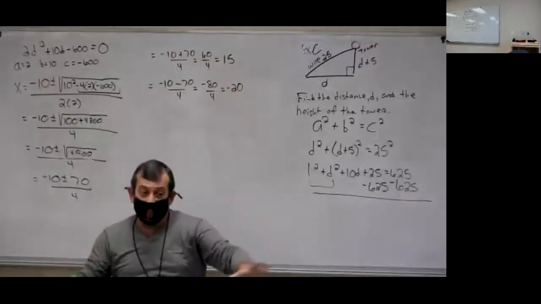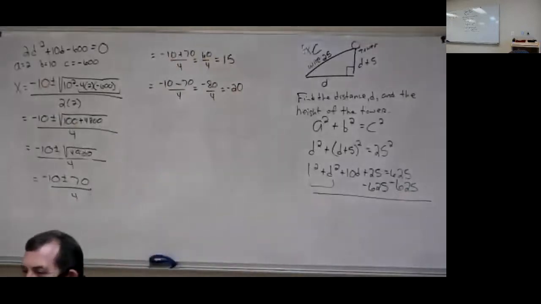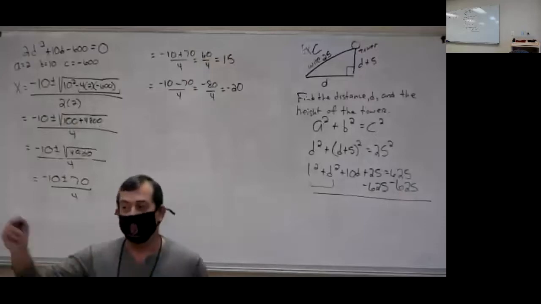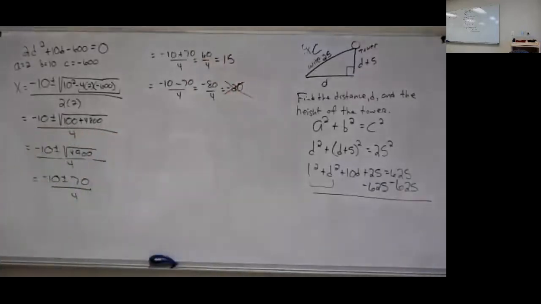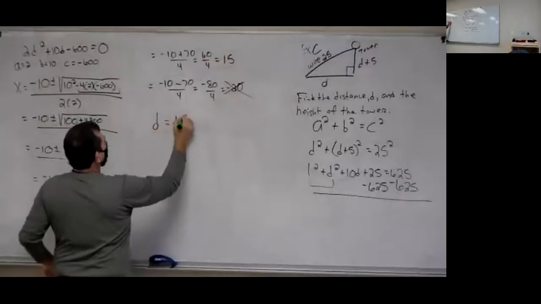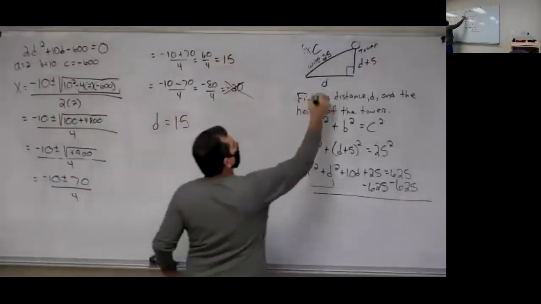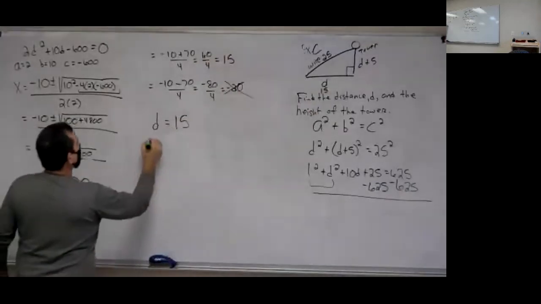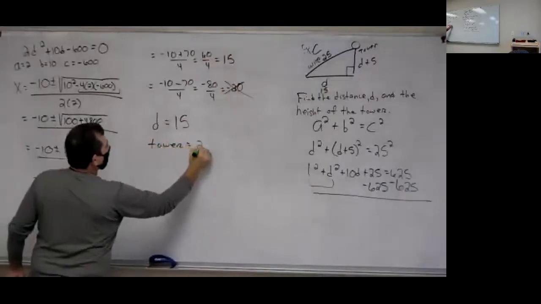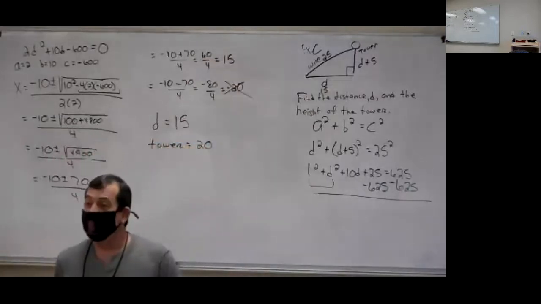Now, we're dealing with a real world type problem here. One of them answers just does not make sense. I'm measuring distance. Am I going to use negative numbers? No. So anytime you're looking at distance and you get negative numbers, cancel that out. So my distance D is 15. If this distance here is 15, how tall is my tower? 20 feet is how tall it is.